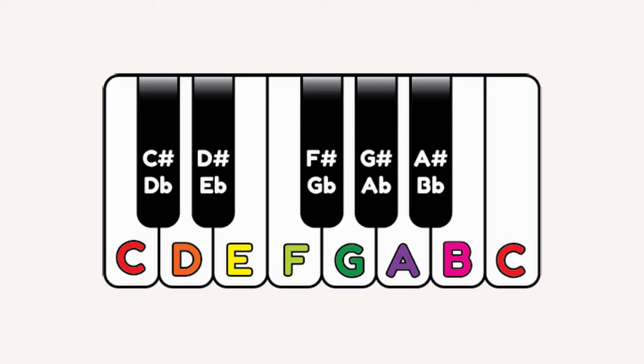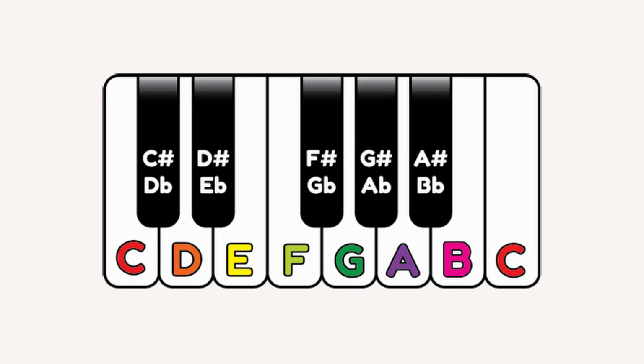And for that, we're going to need to learn whole steps and half steps. Simply put, a half step is the smallest distance that you can go from one note to the next. So from C to C sharp, E flat to E, E to F, or B to C. These are all half steps because they're right next to each other. There's no other note in between.